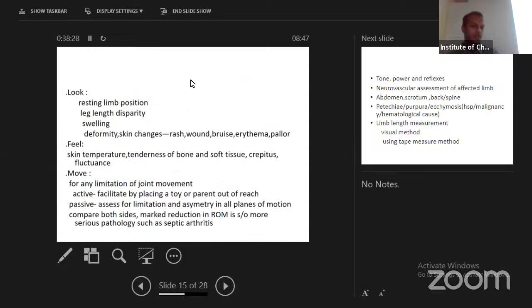Look. In look, we have to assess the resting limb position, whether the joint alignment is correct or not, any leg length disparity, any swelling, any deformity, and skin changes. Skin changes include a rash, wound, bruise, erythema, pallor. Bruise, erythema, and pallor are suggestive of hematological disorders like hemophilia, which can result in hemarthrosis and cause limping in the child.